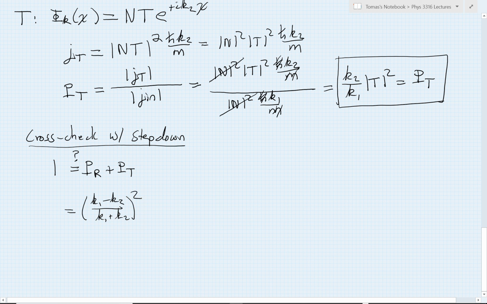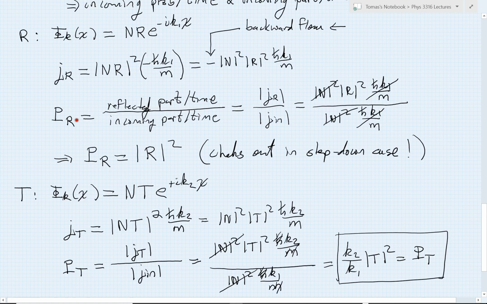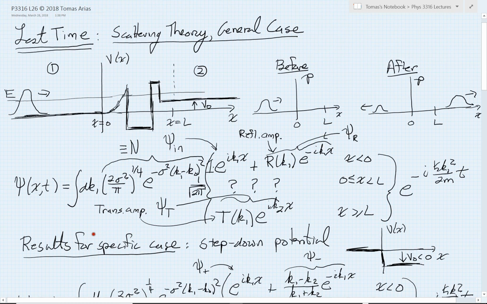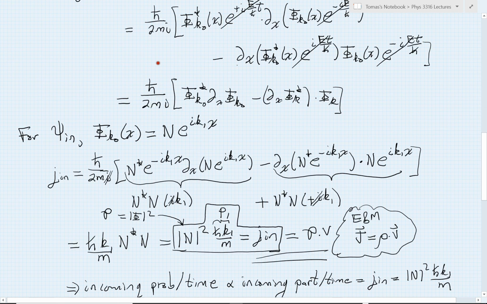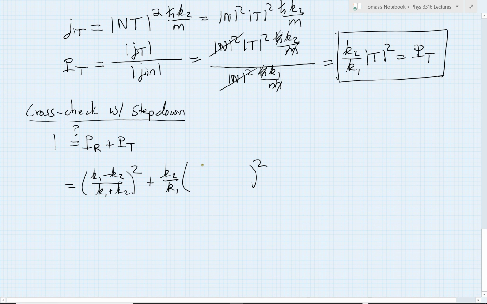But now we have an entirely new formula. We actually never derived the transmission probability for the step-down case, but now we have our general formula that we can use. It's going to be k2 over k1 times the square of whatever my transmission amplitude was. Now, we haven't extracted that, but we can pick it off very quickly from the solution. When we go up to the solution here, the transmission amplitude is whatever multiplies the outgoing wave. And what multiplies it is twice the first momentum over the sum. So in here, I'm going to have twice k1 over the sum of k1 and k2.